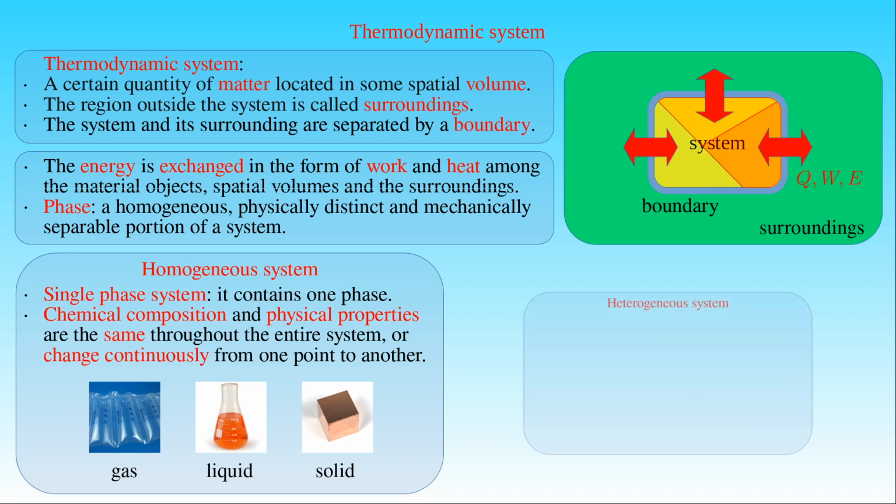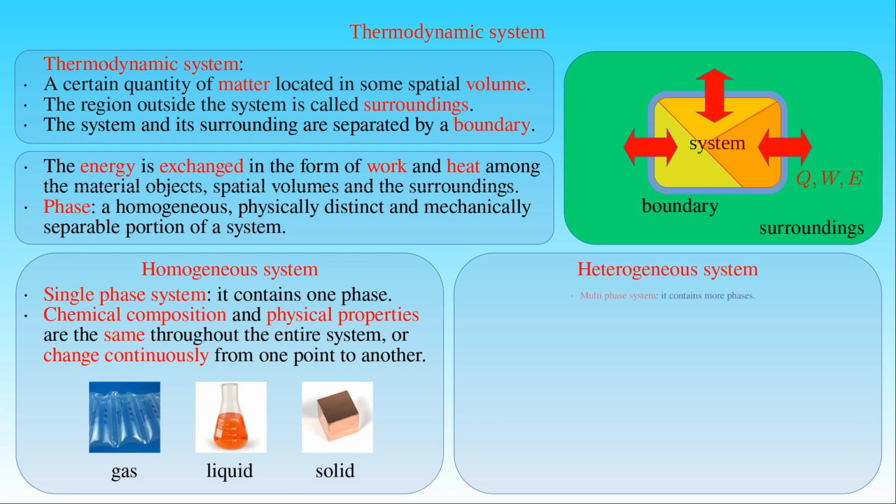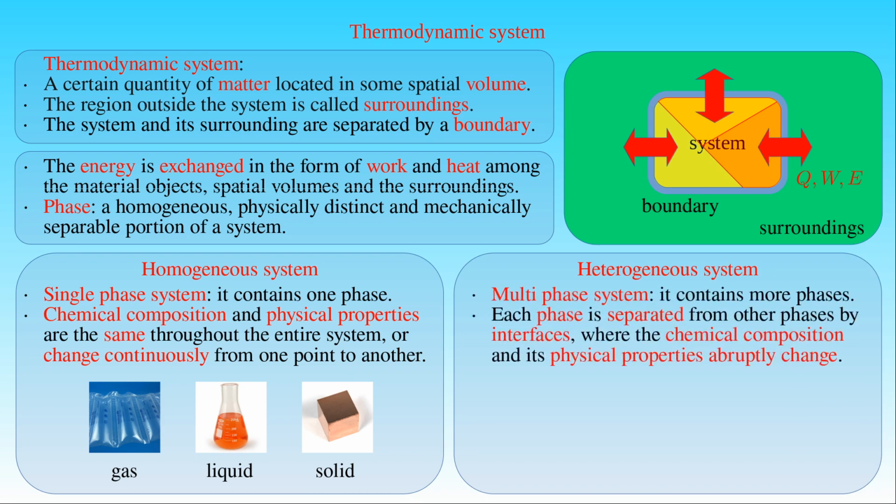A heterogeneous thermodynamic system consists of two or more phases. In such a system, each phase is separated from other phases by interfaces, where the chemical composition of the substance or its physical properties abruptly change. An example for a simple heterogeneous system is a two-component fluid, where the components of different density are separated from each other. In the photo, some oil is poured into a glass of water, which do not form a mixture but the oil emerges on the surface of the water.